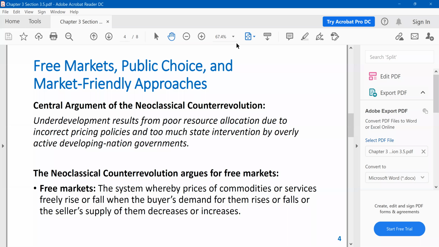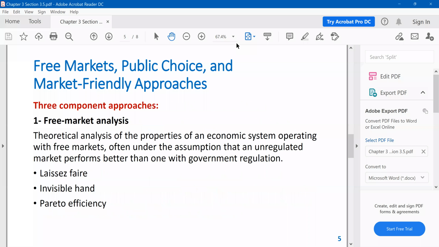So what is called a free market? The system whereby prices of commodities or services freely rise or fall when the buyer's demand for them rises or falls, or the seller's supply of them decreases or increases, right? So this is typically what the free market is. This doesn't really tell you how efficient that market is, right? So in some markets, demand is not that elastic. In some markets, supply is not that elastic. All right. So this is generally true. This is just a definition, but in reality, things are of course different.